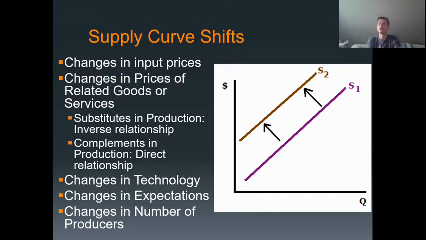Changes in prices of related goods or services. These use the same terms as the ones we used for demand, but they will always say in production afterwards. So substitutes in production, these are things that one firm can make with the same raw materials. So you can think a 2x4 or a baseball bat, those are substitutes in production. You make one or the other. These have an inverse relationship. So if the price of a substitute in production rises, price of baseball bats rises, supply of 2x4s falls.